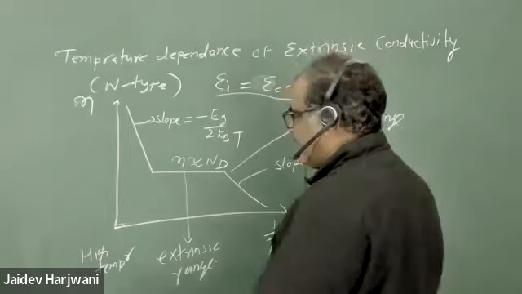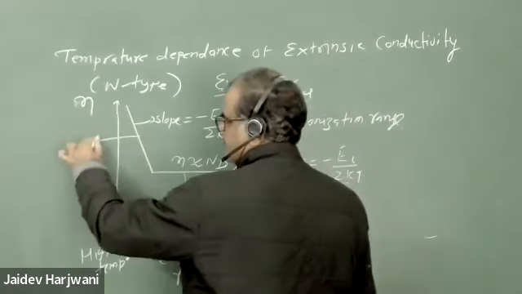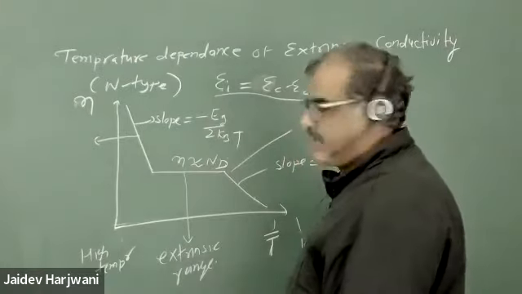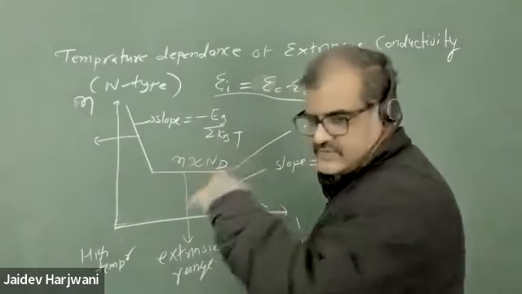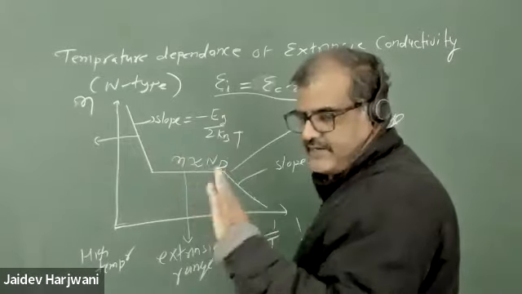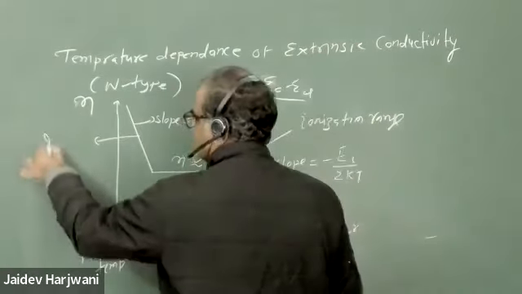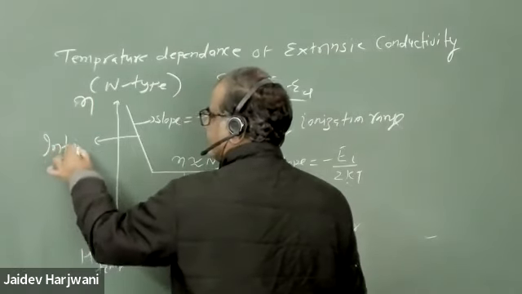And if you go to a very high temperature range, what happens? Your material again tries to become intrinsic. Of course conductivity increases, but now so many electrons come. So your n and p try to become equal. So this becomes the intrinsic range.